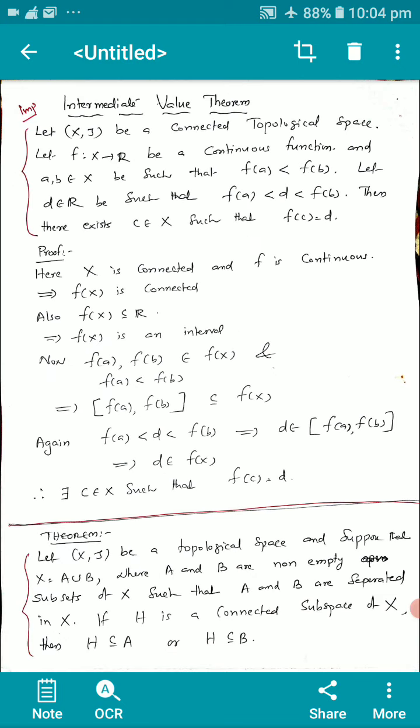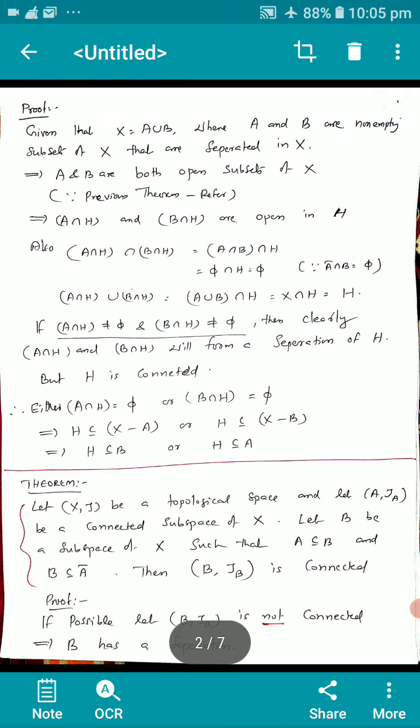We can discuss one more theorem. The statement: let X be a topological space, and suppose that X equals A union B, where A and B are non-empty subsets of X such that A and B are separated in X. If H is a connected subspace of X, then H must be a subset of A, or H must be a subset of B. That is the statement. You can go through the proof of it.